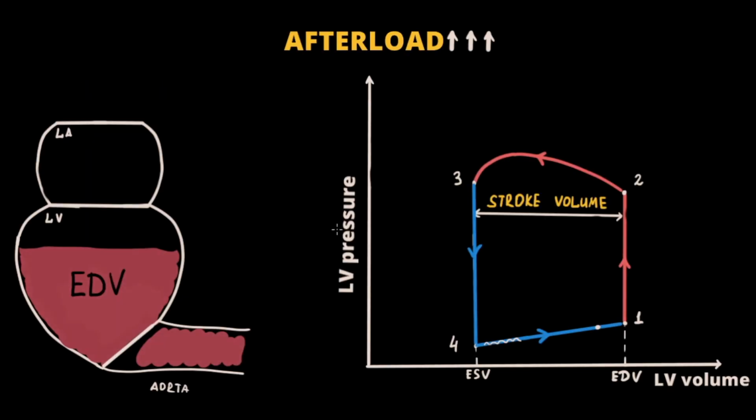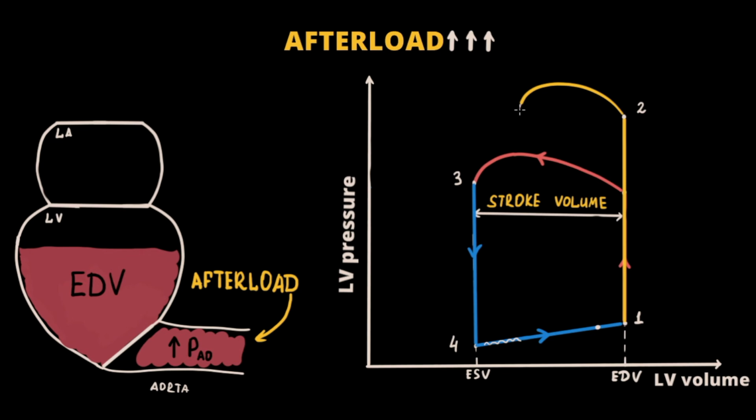The next step is augmentation of afterload. Increasing afterload means increasing aortic pressure. In this case, the left ventricle must eject blood against greater than normal pressure. To eject blood, ventricular pressure must rise to a greater than normal level during isovolumetric contraction and during ventricular ejection. So the second point moves up. The left ventricle spends more of the contraction on isovolumetric contraction to match the higher afterload. Accordingly, less of the contraction is left over and available for ejection of stroke volume.